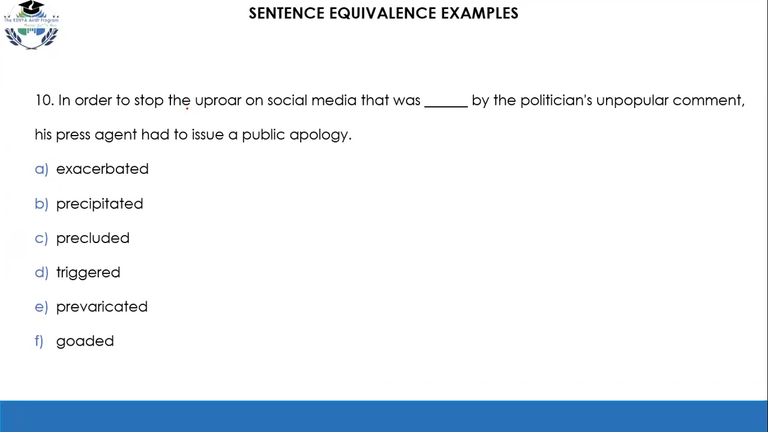So when you break down this question to understand it, we need to say these politicians made an unpopular comment. So something happened because of these politicians. So the uproar happened because of his unpopular comment, so much so that his publicist or his agent had to issue a public apology, right? So we are looking for something that caused, something that started an uproar, right? So here on the side, something that started an uproar, something that caused an uproar.